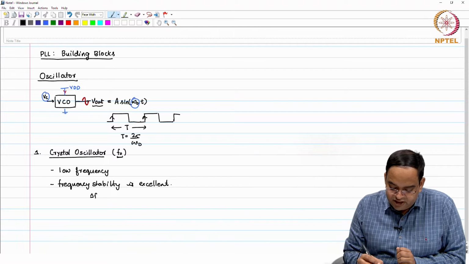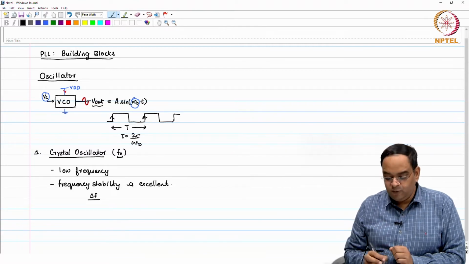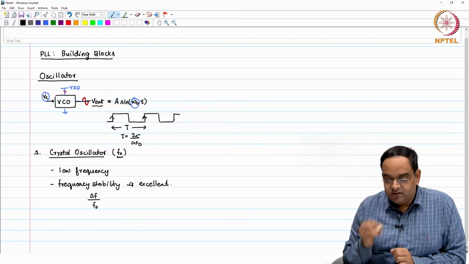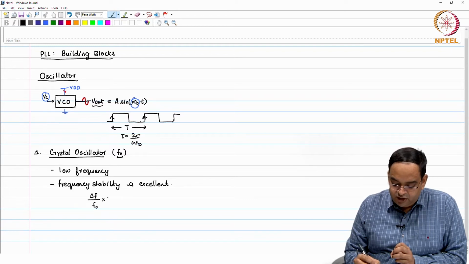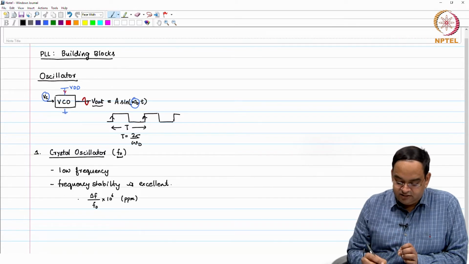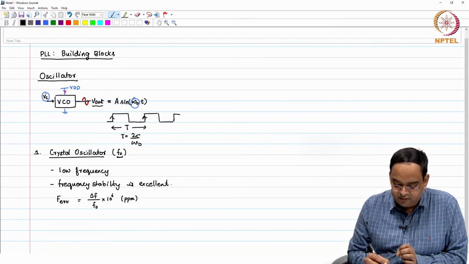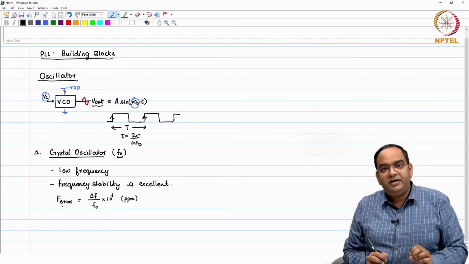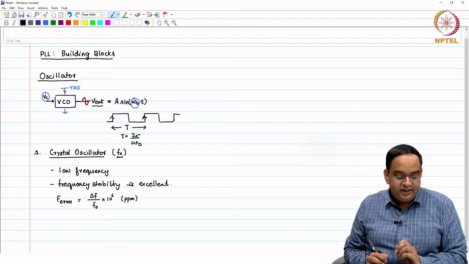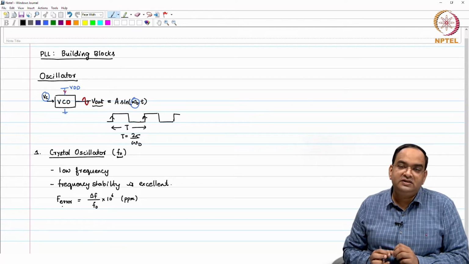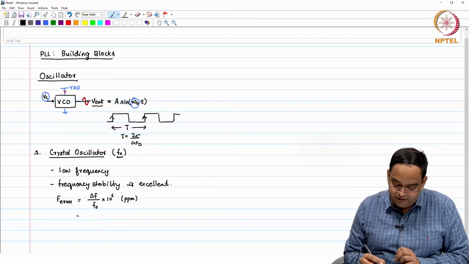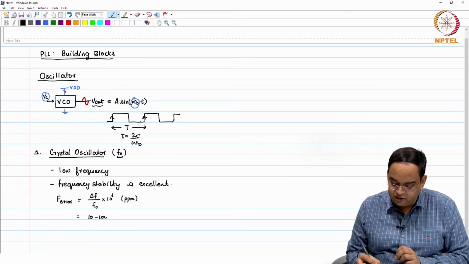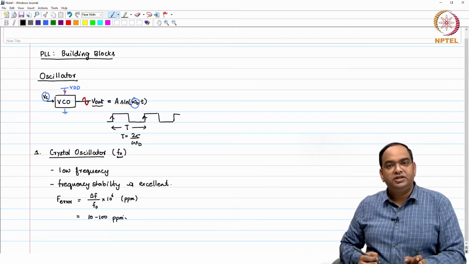So, whatever the variation you have in the output frequency divided by the nominal frequency, or you can say the average frequency, into 10 power 6, is measured as parts per million. This is the frequency error. Okay. So, the frequency error in a crystal oscillator is very low, and that is why we say that the frequency stability is excellent. This is typically in the range of 10 to 100 ppm. Typically, it depends on what kind of crystal you are choosing.